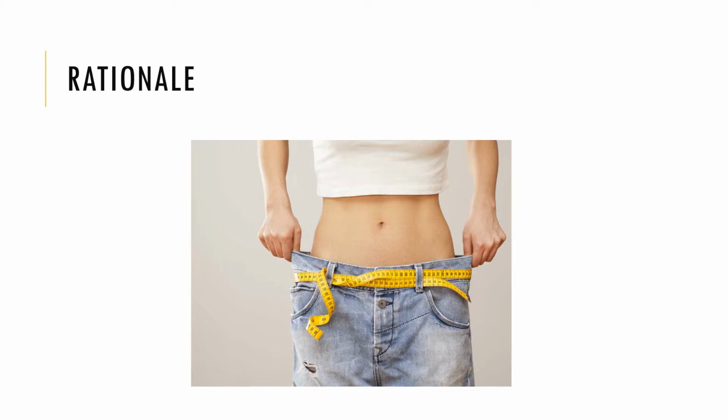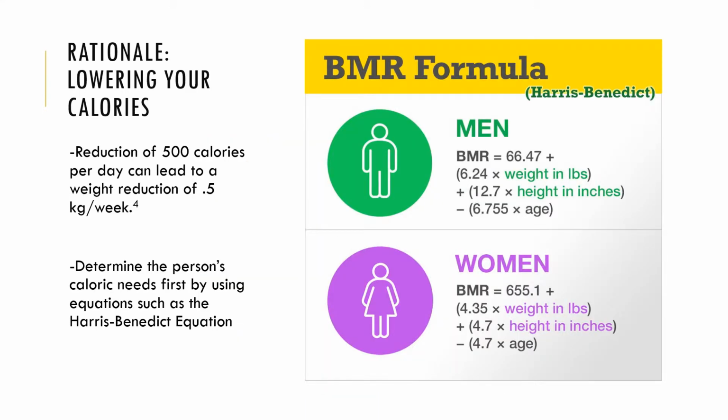Next, I will discuss the rationale of this weight loss method. So how does this method lead to weight loss? Basically, the reduction of 500 calories per day leads to half kilogram weight loss per week. So in order to reduce the calories, we must first determine one's caloric needs. One method to do this is the Harris-Benedict equation, specifically the BMR formula. So BMR stands for the basal metabolic rate, which is the number of calories required to keep the body functioning at rest.